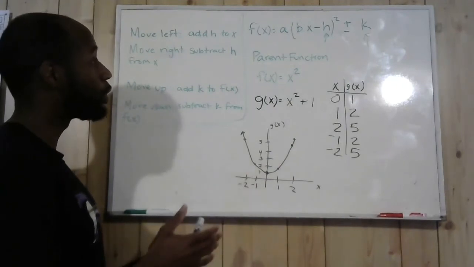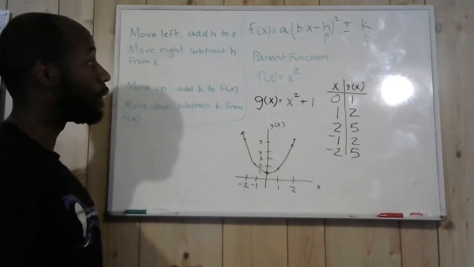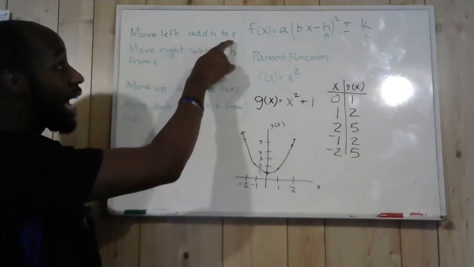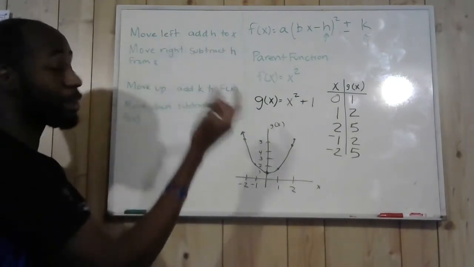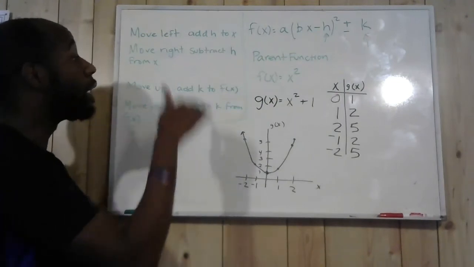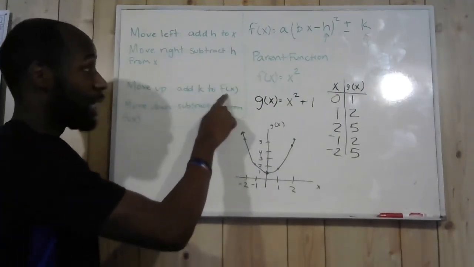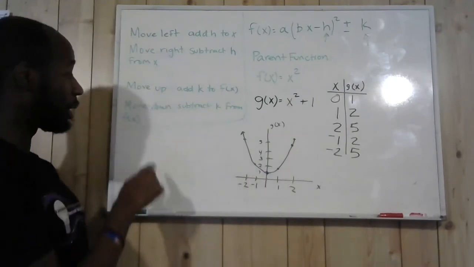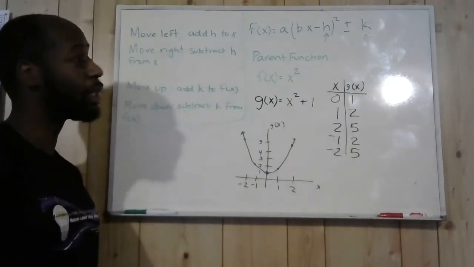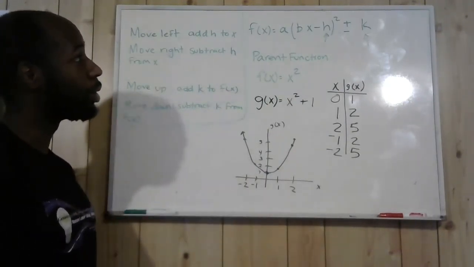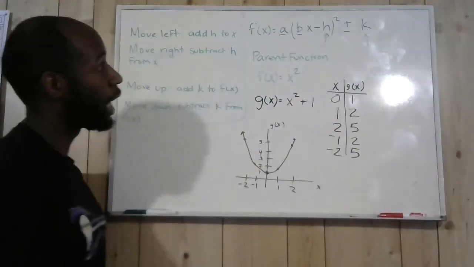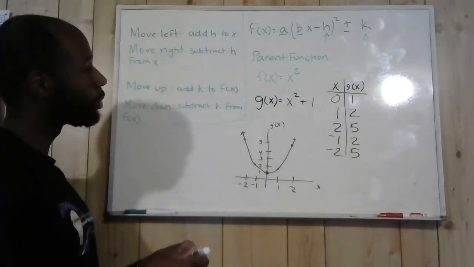When you want to move a function left, right, up, or down, this is the key. To move left, add to x. To move right, subtract from x. To move up, add to f of x. To move down, subtract from f of x, okay? Very straightforward, very simple. In another video, I'll talk about these other variables here, a and b, and what those do. All right.